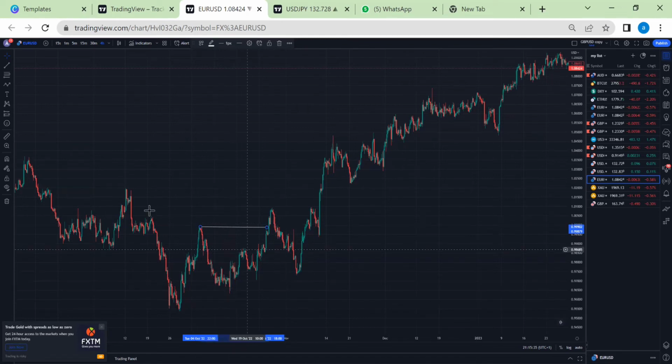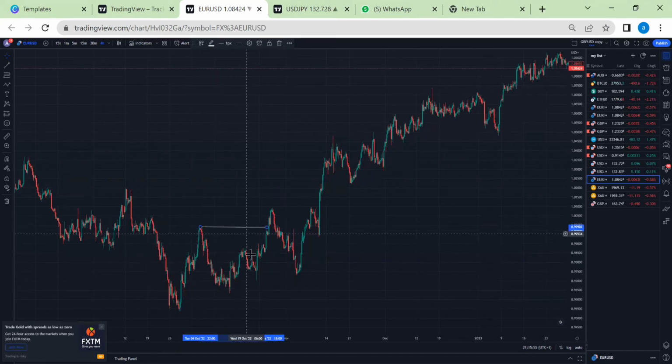It will now become an inducement. Sorry, I'm not supposed to mention those words. We have not gotten there, okay? But this is no longer a break of structure. If it should break this low, then it's no longer a break of structure. This is now something else entirely, okay? All right, let's proceed.